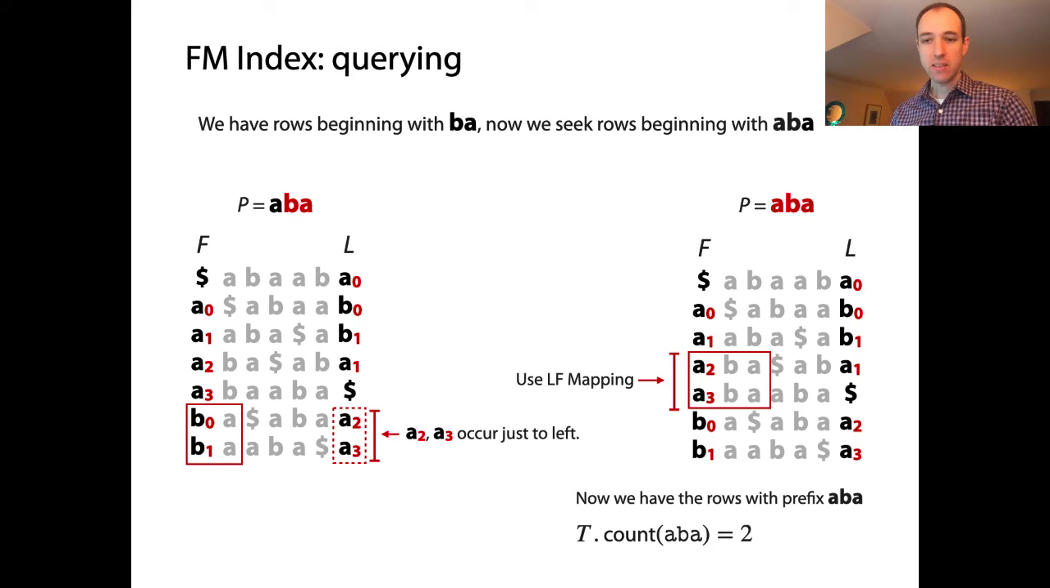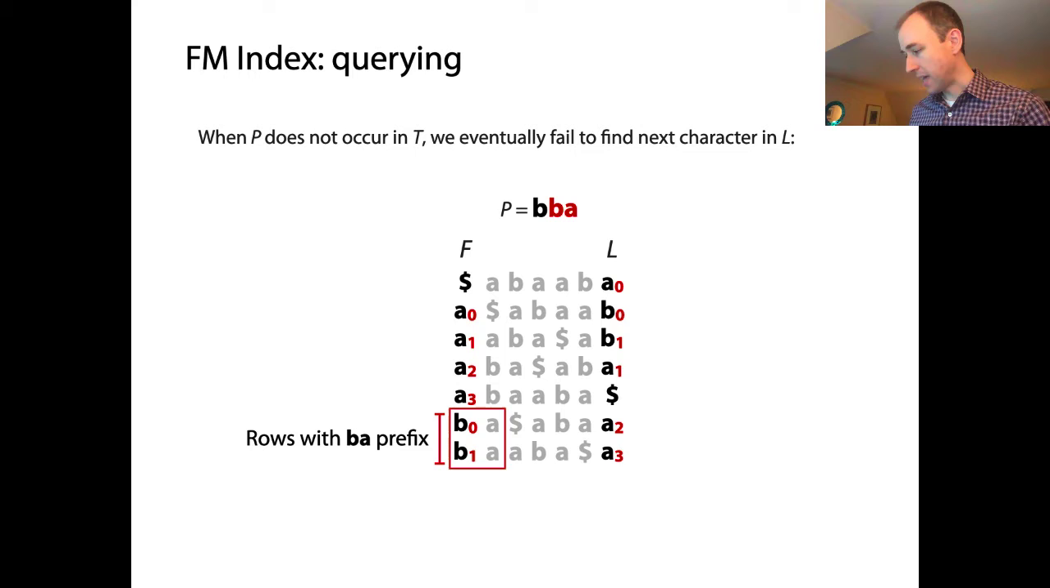Okay, so that's the idea. Now let me show an example where the pattern actually does not occur in the text. I'm going to show what it looks like when the query essentially fails, or when the query should return 0. So in this case, what happens? Well, let's say our pattern, instead of being ABA, was BBA, but we keep the same text. So BBA does not occur in the text.